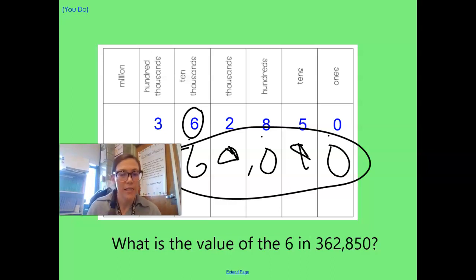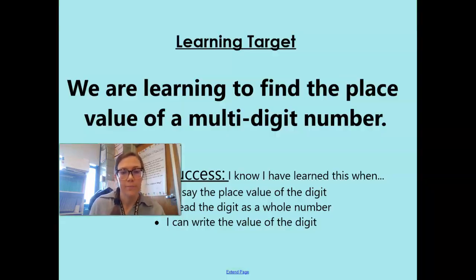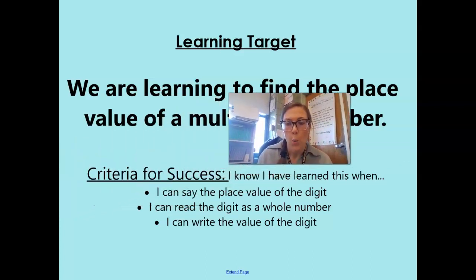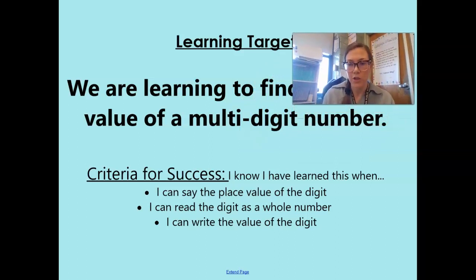Okay. So today's lesson was all about finding the value of a digit by place value. Today we learned to find the place value of a multi-digit number. We said the place value of a digit. We read the digit as an entire whole number, and then we wrote the value of each digit.